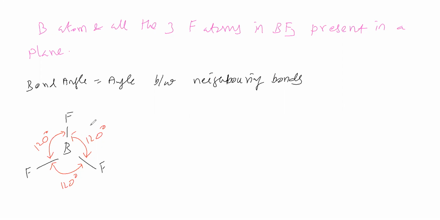We said already all the atoms, all these 4 atoms, are present in one plane. Everywhere the angle is 120 degrees. Now, if we join these 3 fluorine atoms, will you get an equilateral triangle? Then we can call this trigonal planar. So what is the shape of the BF3 molecule? Trigonal planar. What is the bond angle? 120 degrees. Okay, like this you can say.